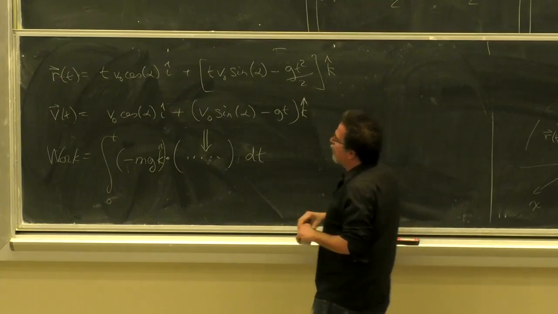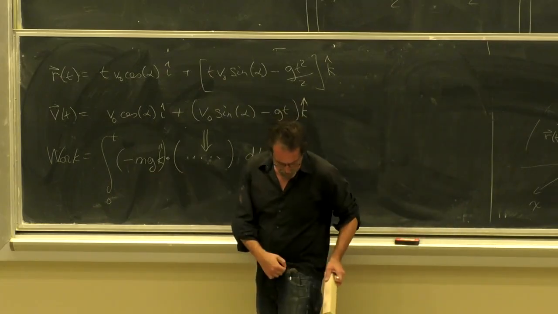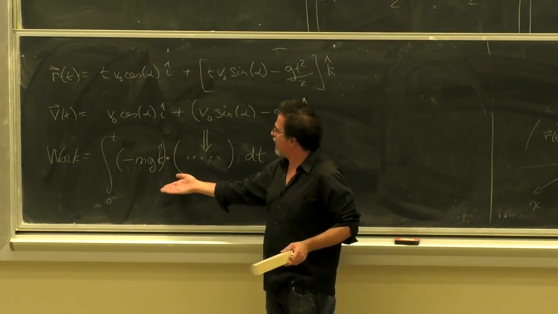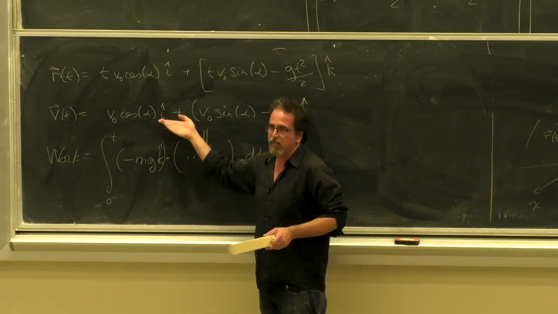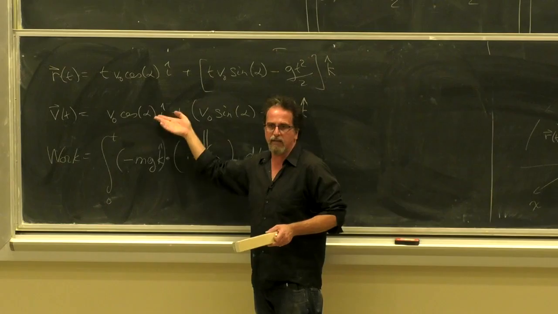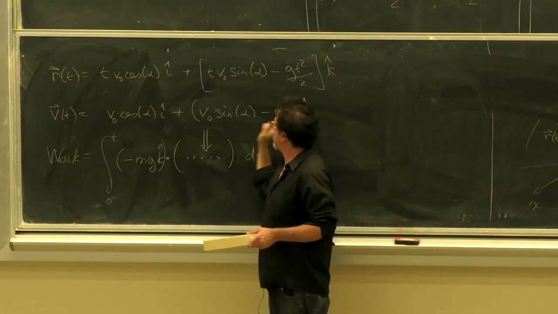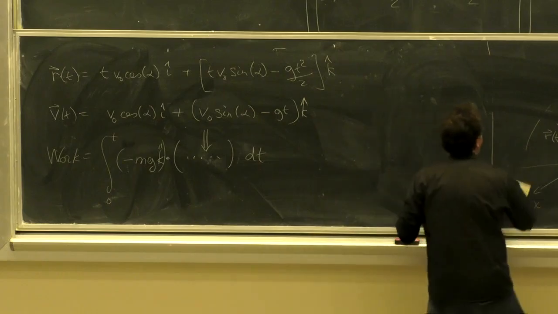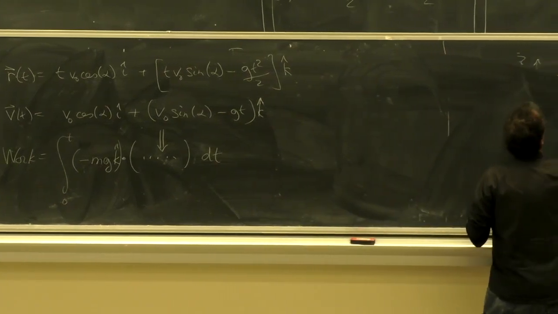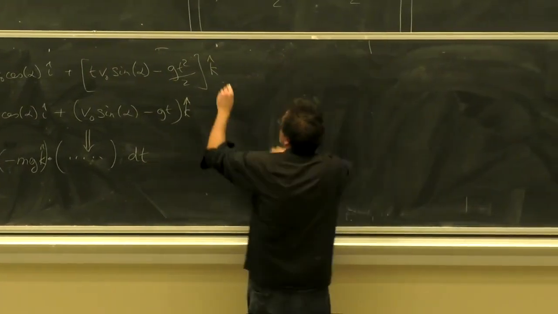Well, the force is all in the k hat direction. Therefore, when you take the dot product with the velocity, this component drops out because k hat dot i hat is 0, and k hat dot k hat is 1. So the only thing that survives this dot product is the k hat component of the velocity in this case.